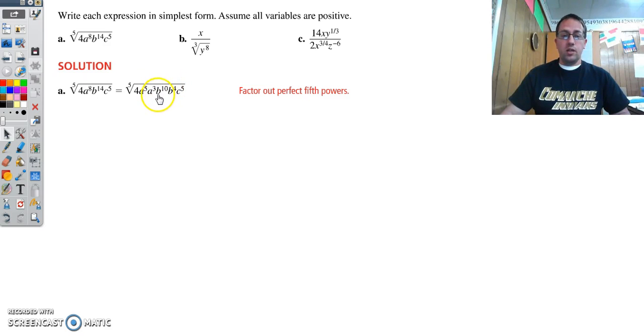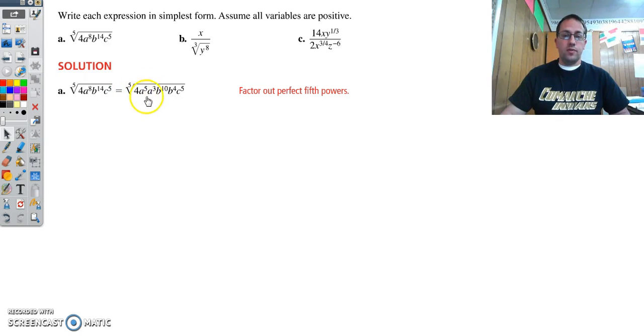b to the 14th, well, that's b to the 10th times b to the 4th. b to the 10th is a perfect fifth because 10 is divisible by 5, right? And then c to the 5th is quite obviously a perfect fifth. It's got the 5th right there on it. All right? So then we're going to simplify each one of these.